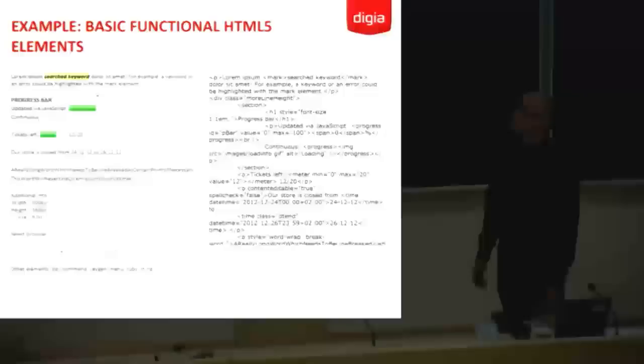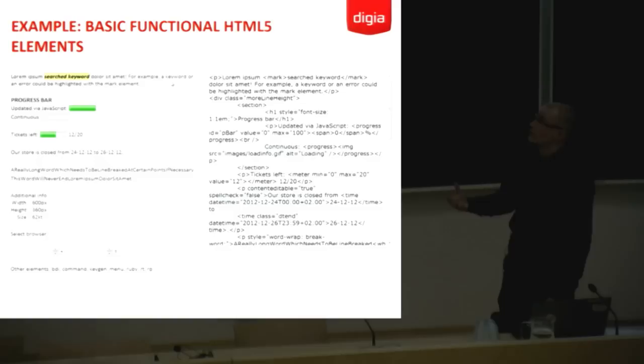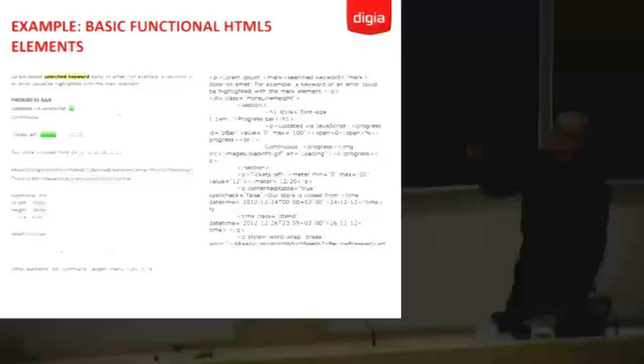As we can see, we can use it as a keyword or an error or something that needs to be popped out from the context. Okay, progress bar. As you can see, we have one progress bar element. It has an initial value and a maximum value. And I'm updating that progress bar via JavaScript.